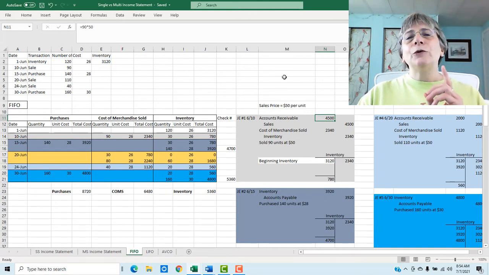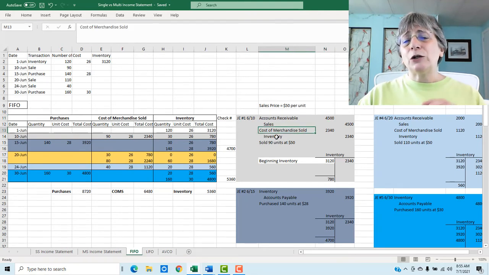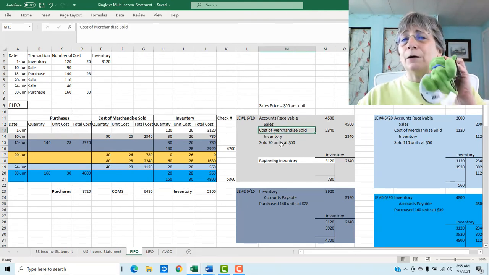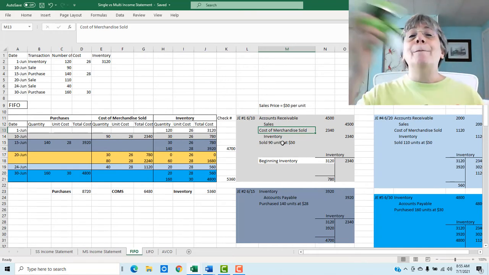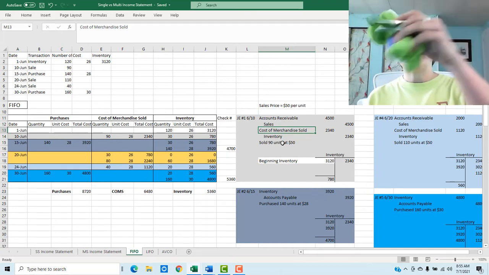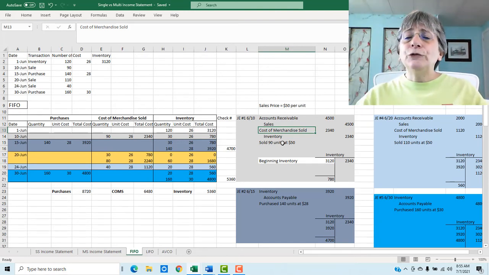But we need to also do the second part of that transaction where we're taking this item out of our inventory because it's no longer there. We sold it. It's gone bye-bye. It's flown out of the building. So how are we going to figure that cost?